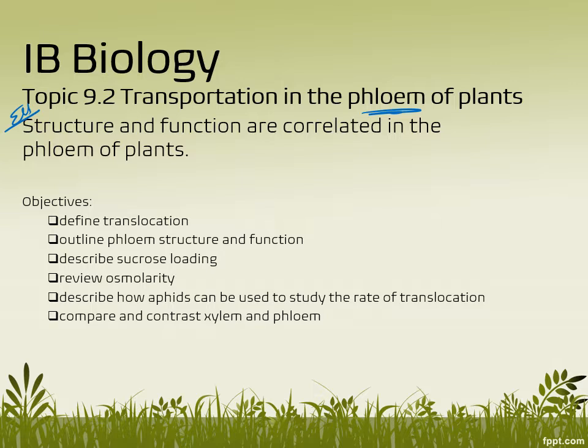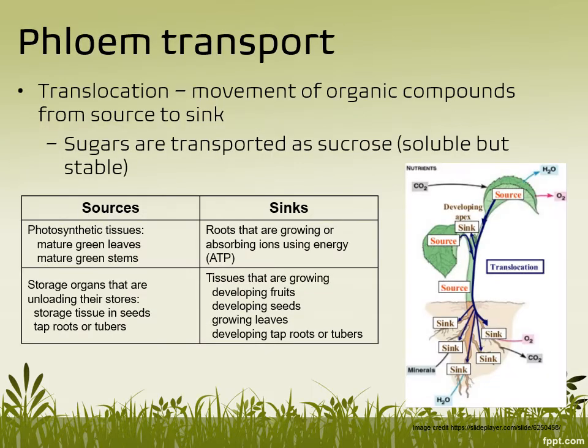Our objectives: we're going to define translocation, which is the function of phloem. We're going to outline phloem's structure and how it helps do translocation. We're going to describe sucrose loading. We'll review osmolarity. We're going to describe how aphids, which are bugs, can be used to study the rate of translocation, and this is a super weird thing that scientists do. It's kind of funny. And then we're going to compare and contrast xylem and phloem.